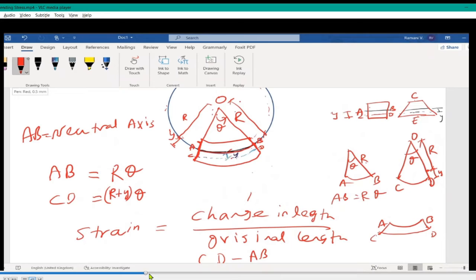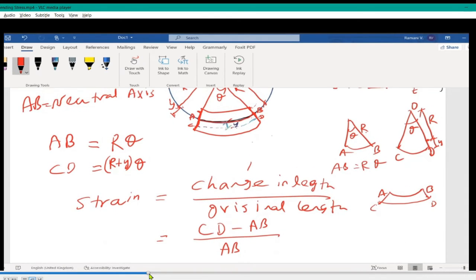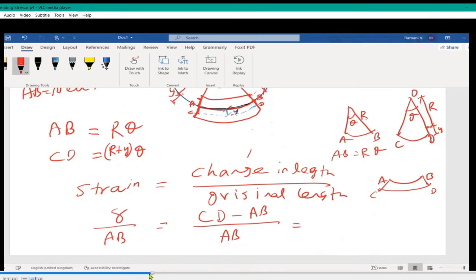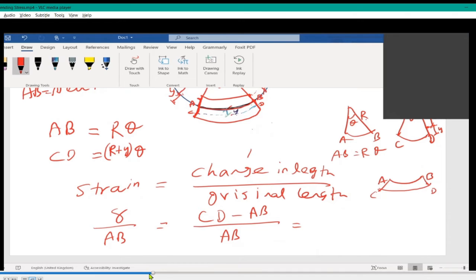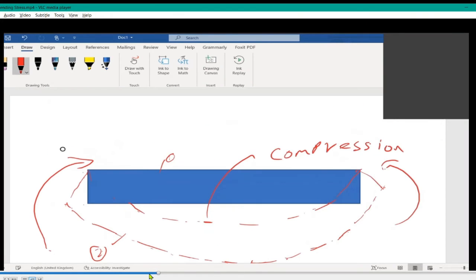So the change in length, the extended value at a section CD, is CD minus AB. The change in length to the original length, the deformed section to the original section, gives me the strain. How much is this? Let's calculate from here. CD minus AB, which is (R plus Y) times theta minus R theta, divided by AB, which is R theta.